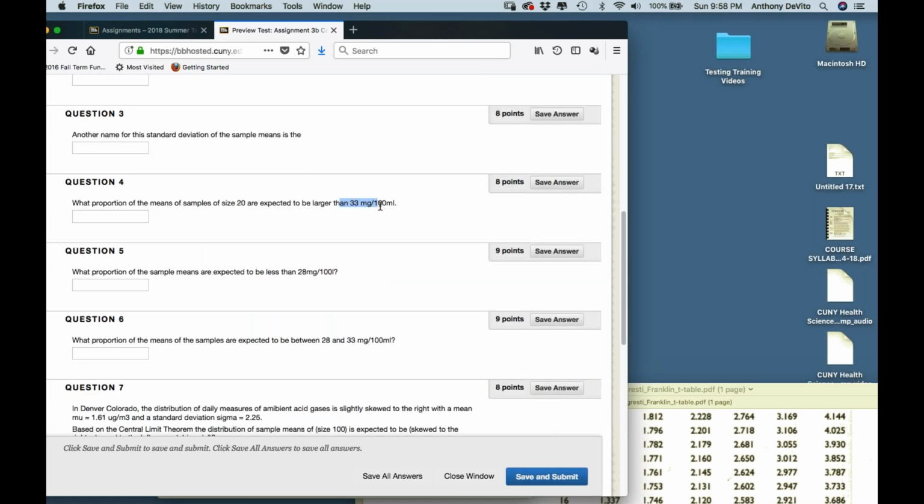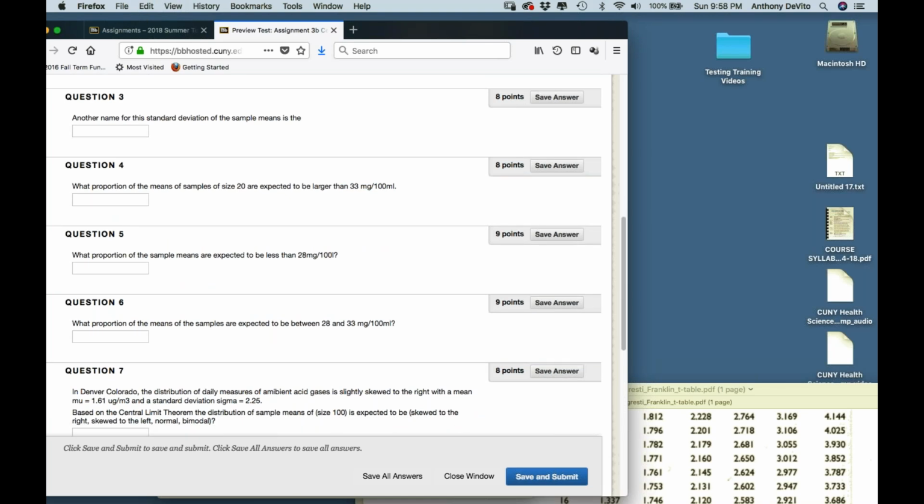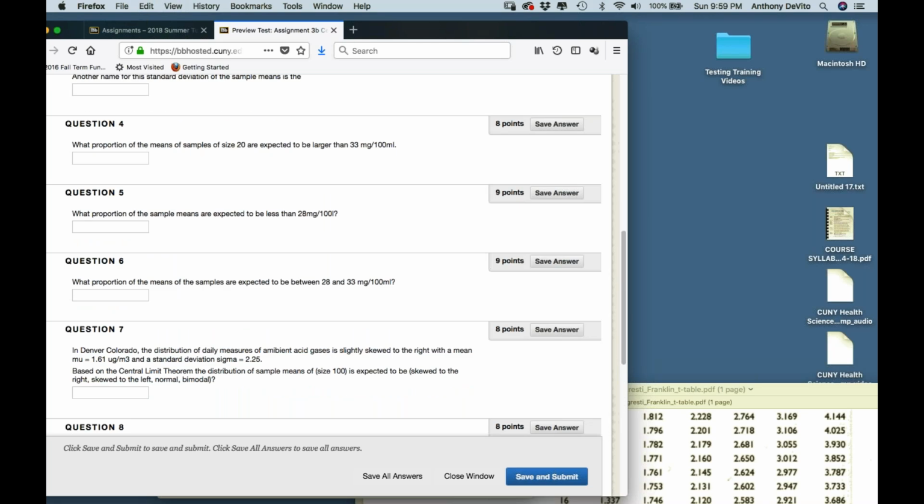So a z-score, remember we're using z here because we know the population standard deviation. Z-score plus 0.8, you could look it up on the z-table. You would find that since it's to the right of the mean, the area represented by a z-score of 0.8 is going to be, let's say, 75% of the distribution, 0.75. But this is looking for the percentage that are higher than 33. So you would subtract 0.75 from 1 and wind up with a figure of about 0.25.